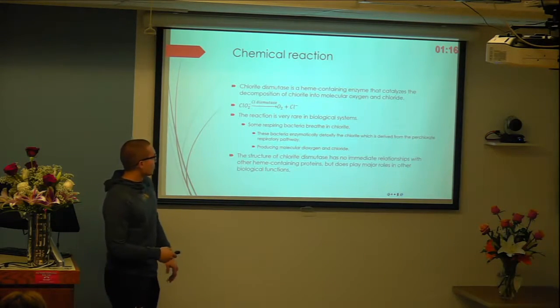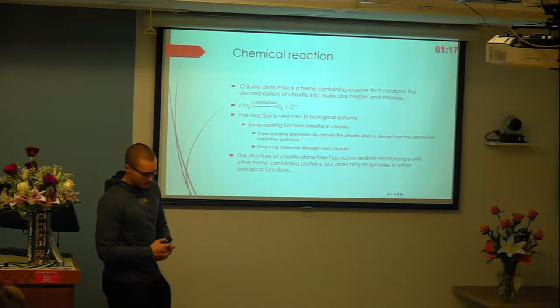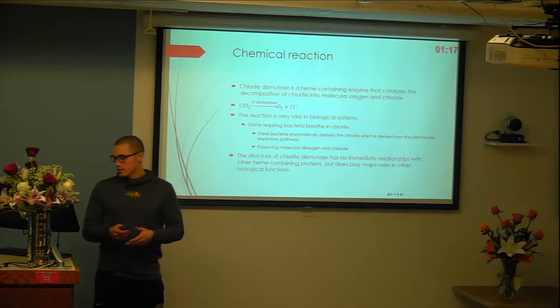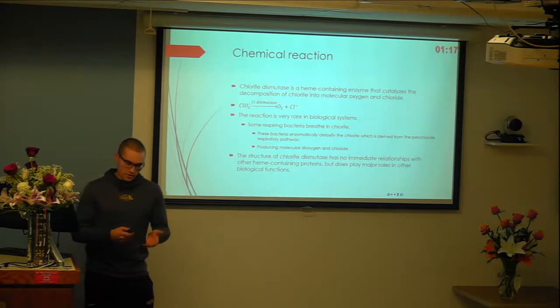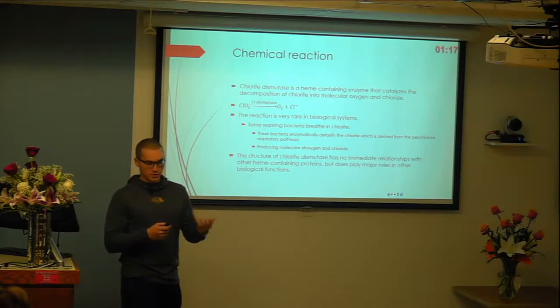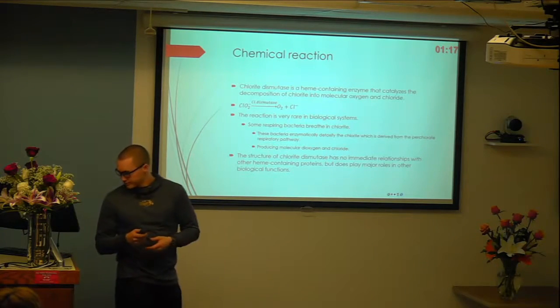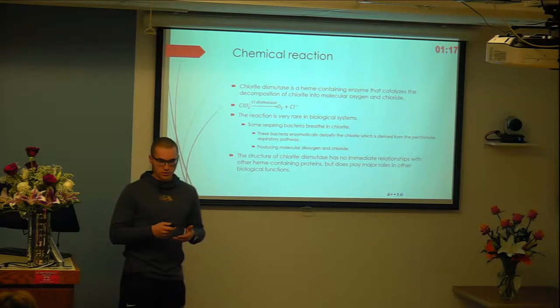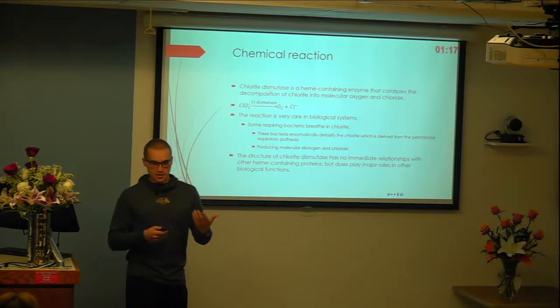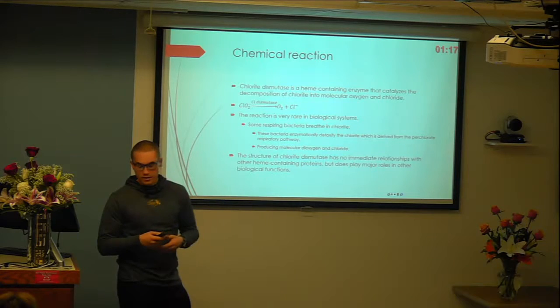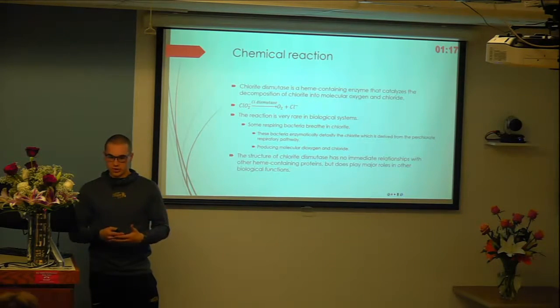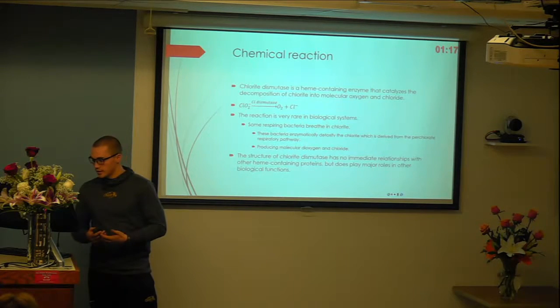Okay, so in the chemical reaction, we obviously used chlorite, and with chlorite, we used chlorite dismutase as our enzyme, which developed molecular oxygen and chloride. Chlorite dismutase contains a prosthetic group known as heme. Heme contains a metal ion called iron, and this iron is what drives the catalytic reaction forward by binding to the oxygens of the chlorite.